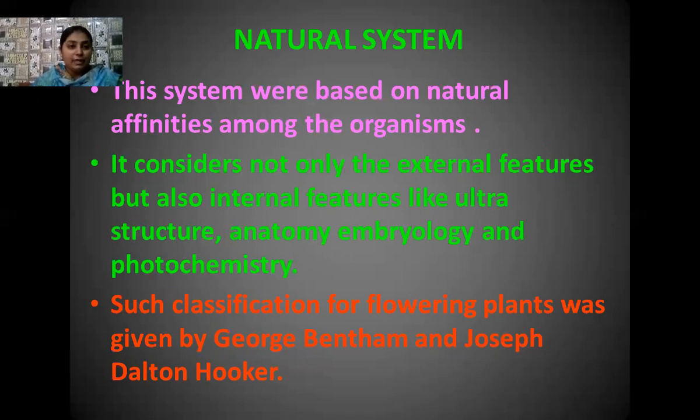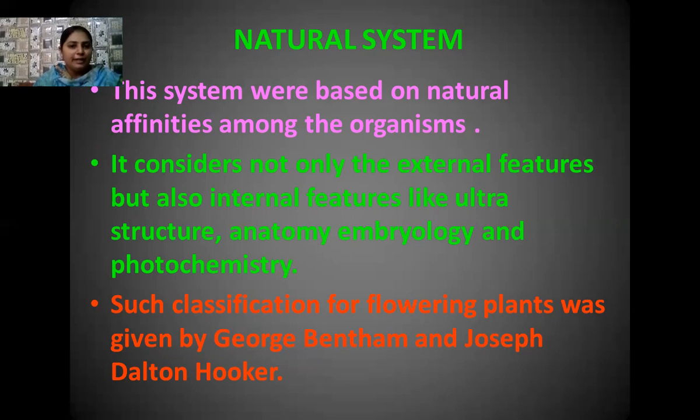So in this system of classification, not only the external features of the plants are considered, besides these, the internal features such as the ultrastructure of the cell, anatomical features of the particular plant organs, whether it may be root, stem, or leaves, embryology that is present in case of monocot as well as dicot species, and the phytochemistry, that is the manufacture of specific types of chemicals in the presence of light, were also considered in this natural system of classification.